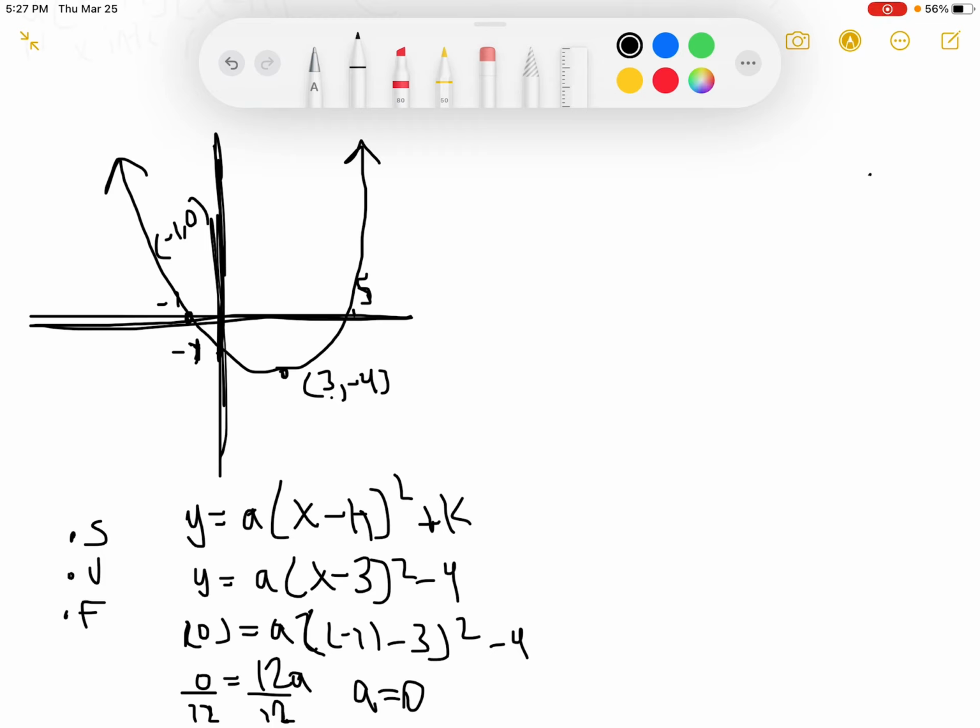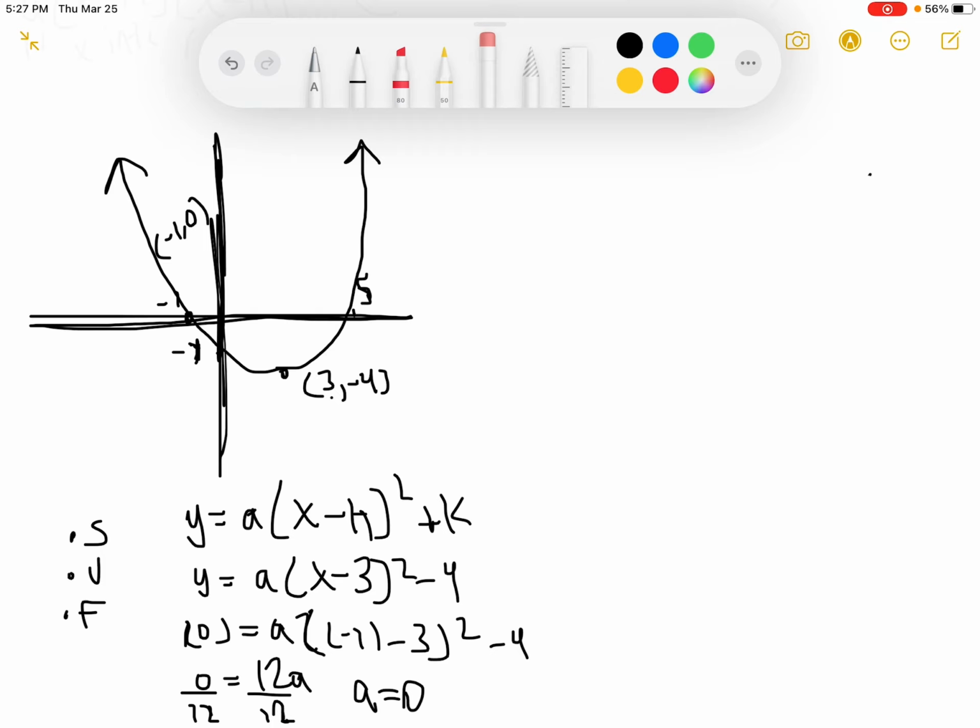Well, yeah, that doesn't seem so good. I might have done something wrong here. Let me try to think. Oh, I know what I did. I forgot. When you're using any point on the graph, it can't be something where y is 0, or it'll always make the thing 0. So let's use one where there's not a 0.